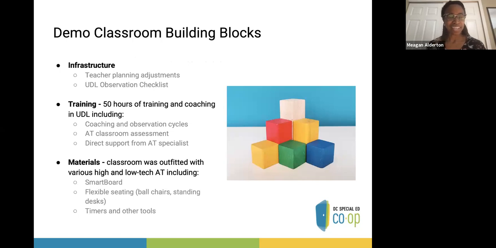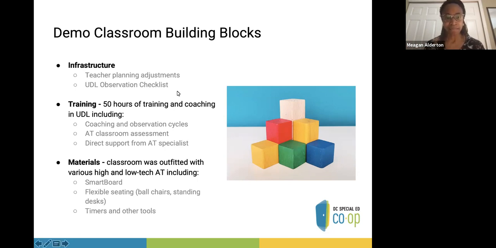So just quickly, I'm sharing some of the building blocks that we established throughout this process. I'm not going to read it to you verbatim, but coaching and observation cycles, having assistive technology in the classroom, having that direct support from assistive technology specialists, which I already discussed. The big thing that was added to our infrastructure this year was the UDL observation checklist. That was new this year in terms of how we did the observations.